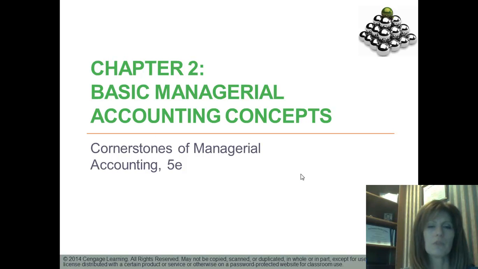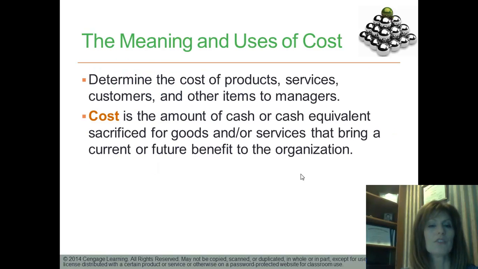Okay, in Chapter 2 we're going to go over quite a few basic concepts that you'll need throughout the rest of the managerial accounting course. First thing we're going to do is define cost. Cost is a term we use all the time, but let's be a little more formal about it and define it. We're talking about the amount of cash or cash equivalent sacrificed for a good or service that brings a current or future benefit to the organization.